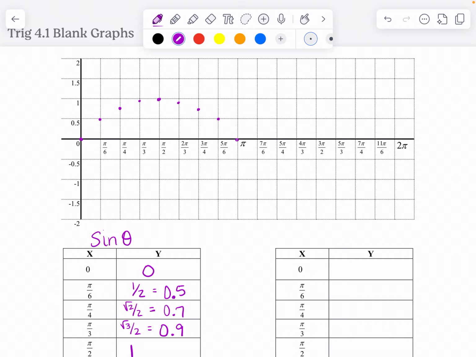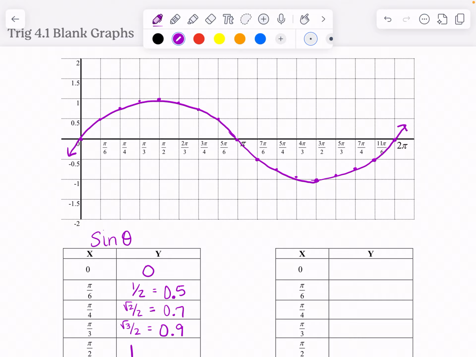Pi is 0. 7 pi over 6 is negative 0.5. Negative 0.7. Negative 0.9. Negative 1. Negative 0.9. Negative 0.7. 11 pi over 6 is negative 1/2. And 2 pi, I'm back to 0. Okay, so let's connect those dots in a curve shape. So this is a sine curve. And remember, we could go around that unit circle as many times as we want, so I'm going to put arrows on that guy.